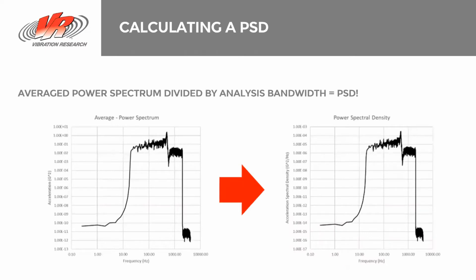Finally, we take that power spectrum and divide by the analysis bandwidth to get it normalized to 1 hertz. That's how you get the G squared per hertz that we use to define the PSD. Once we have that PSD, we can put it in our random profile and run that random test. That would simulate essentially an environment very similar to the vibration that we saw in the field in our time history data.